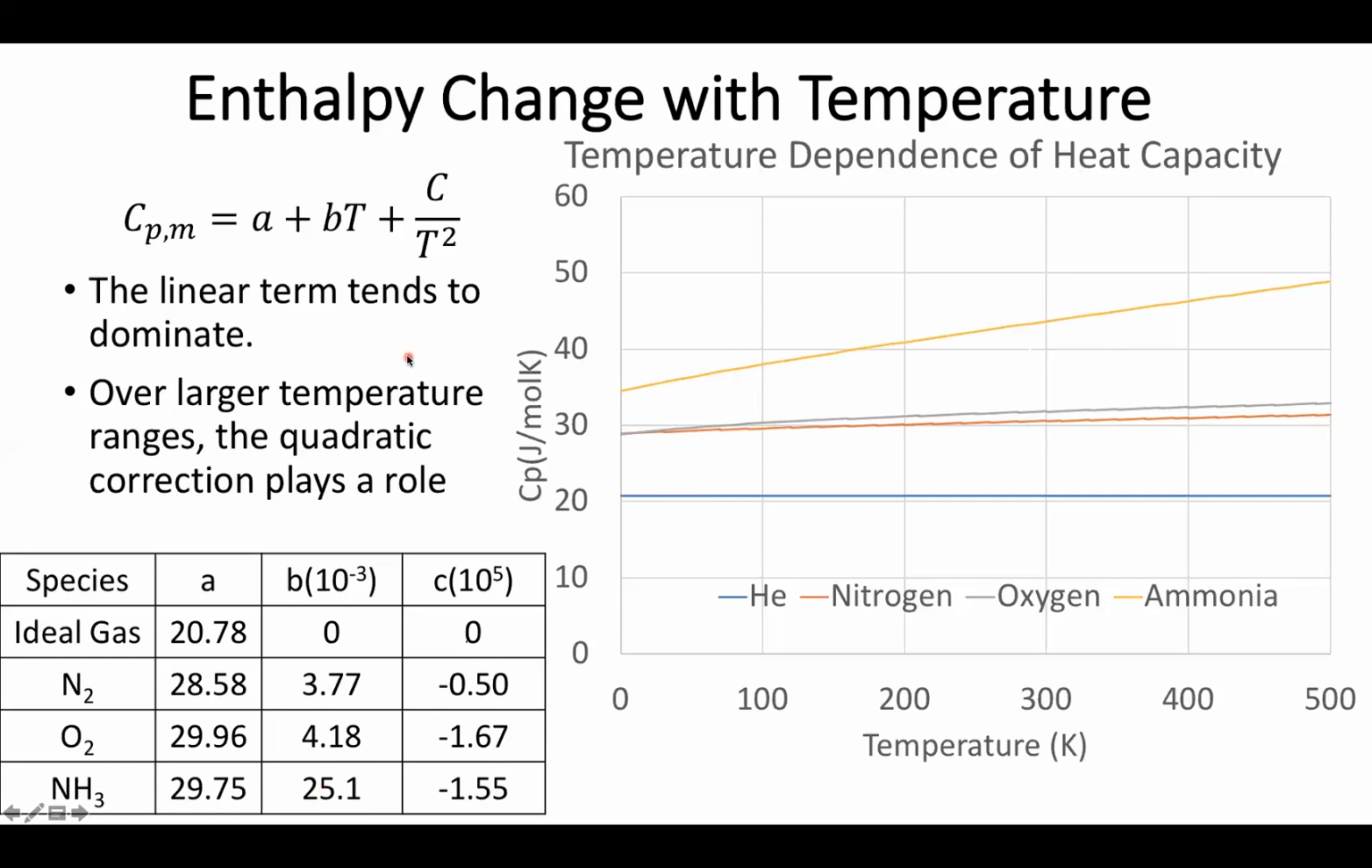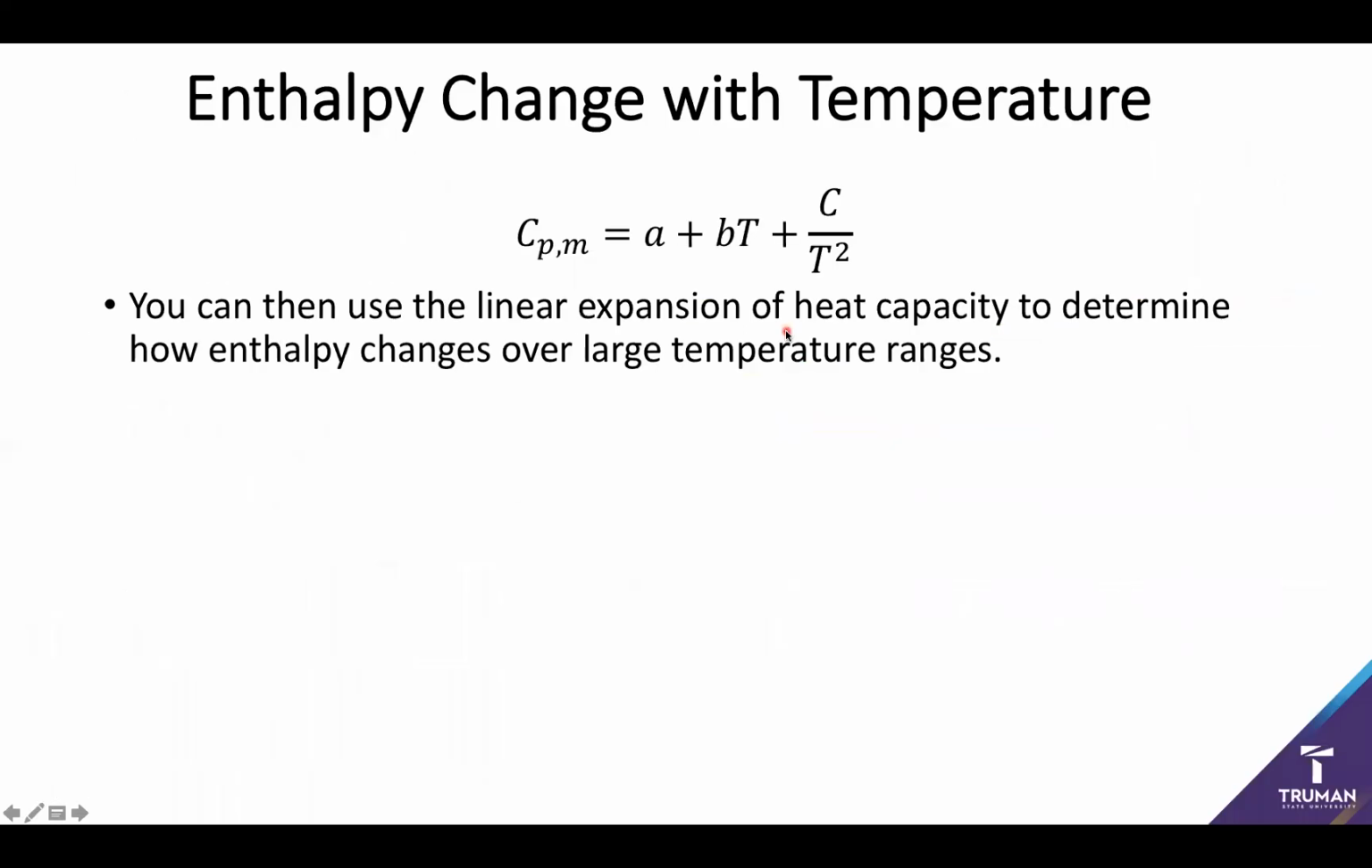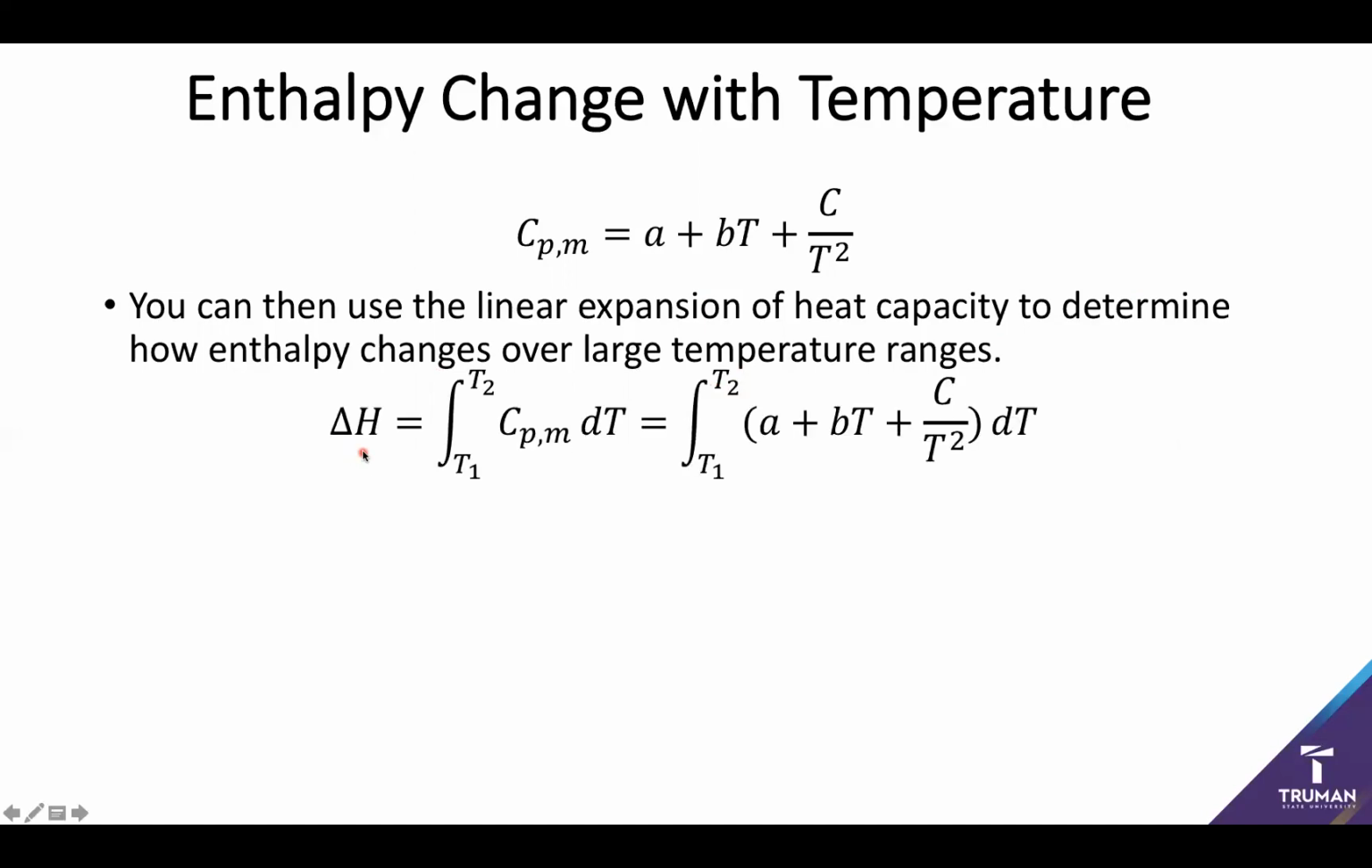However, it is worth noting that I am not just interested in how the heat capacity changes with temperature. In practice, what I really want to know is how the enthalpy itself changes with temperature. And so in order to do this, I need to make use of some integrals, because again, the change in enthalpy can be related to the integral of our isobaric heat capacity times temperature. And so using my Shomate equation, I can substitute that in.